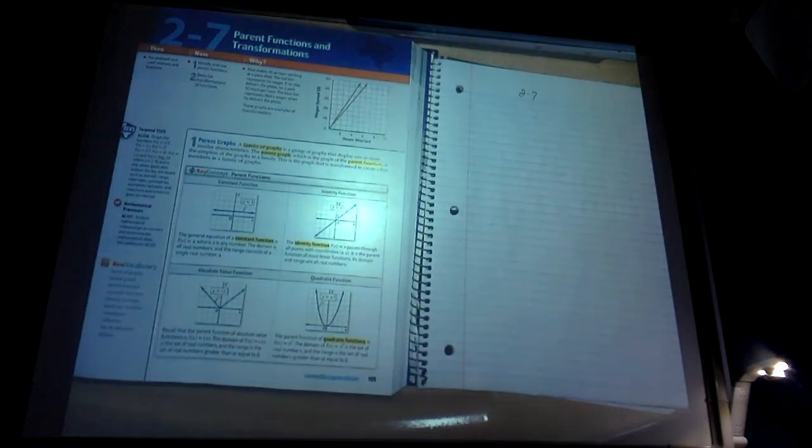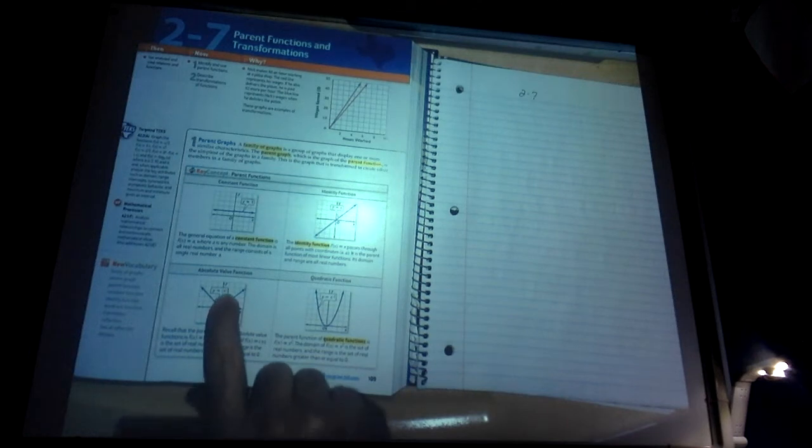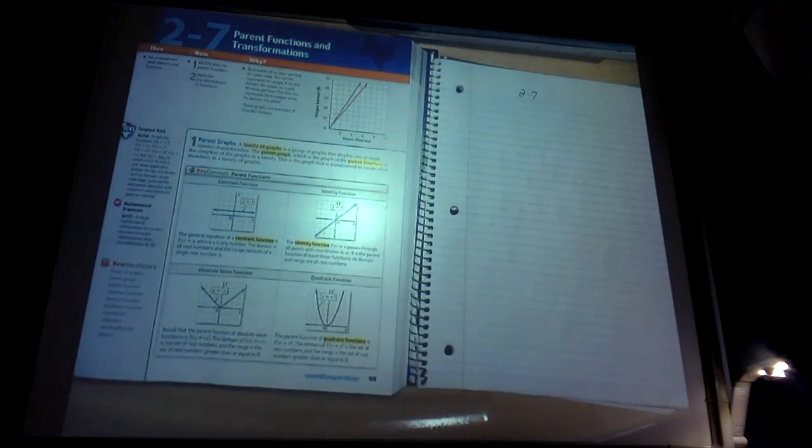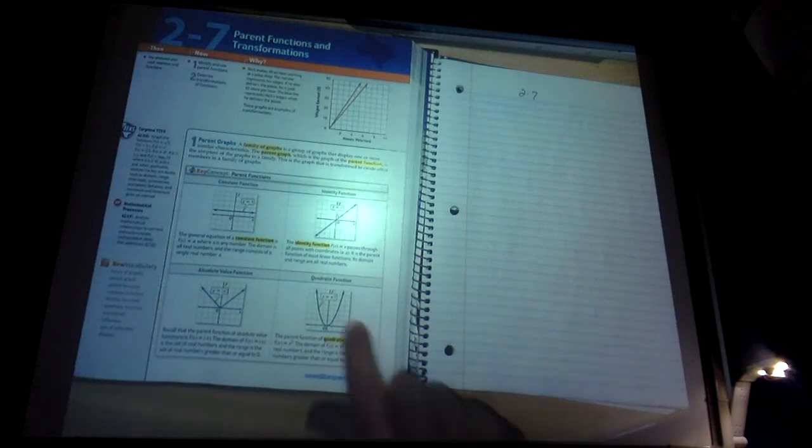Your parent function for absolute values at the bottom left is y equals the absolute value of x. The vertex is at the origin, or at 0, 0, and this is just a standard width for an absolute value graph. Every other absolute value graph we draw is based off of the absolute value parent function. The parent function lets us know what the shape of the graph is, okay?